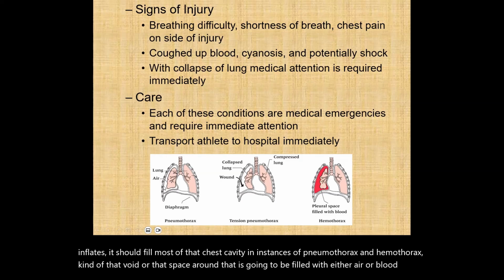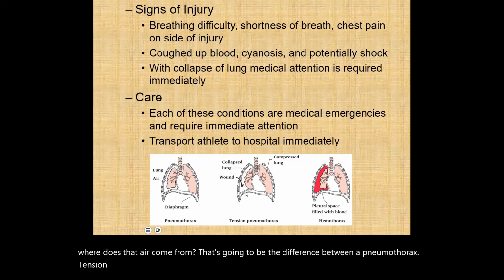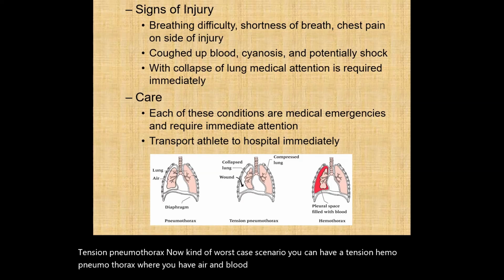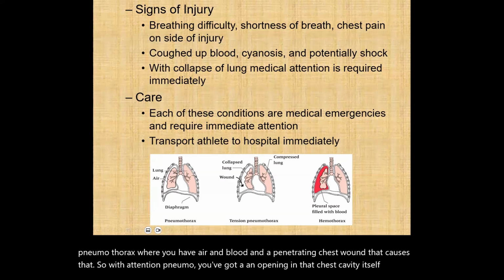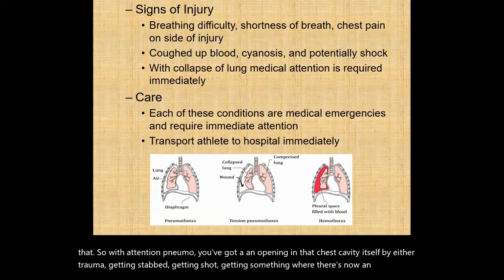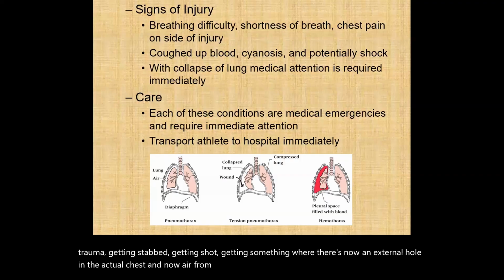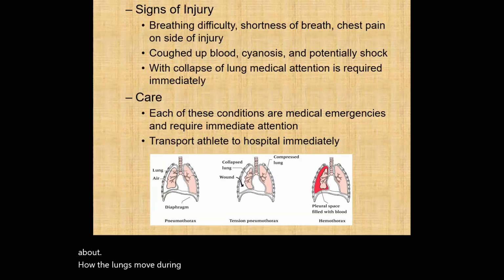Now, where does that air come from? That's going to be the difference between a pneumothorax and a tension pneumothorax. Kind of worst case scenario, you can have a tension hemopneumothorax where you have air and blood and a penetrating chest wound that causes that. So with a tension pneumo, you've got an opening in that chest cavity itself by either trauma, getting stabbed, getting shot, getting something where there's now an external hole in the actual chest, and now air from the outside can get pulled in.